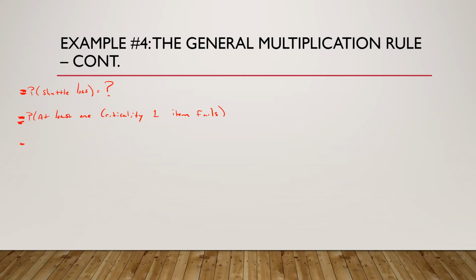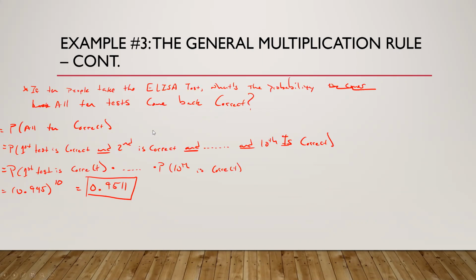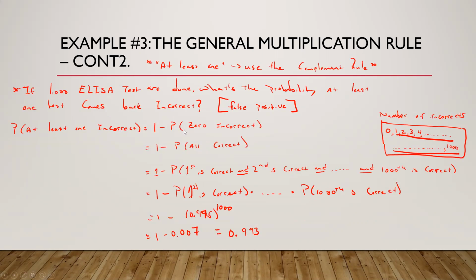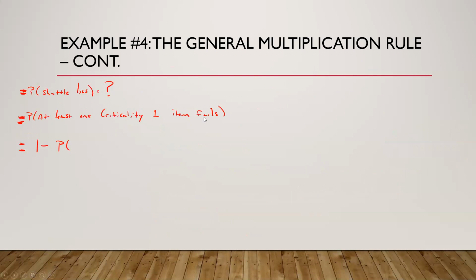Well, what's the key word in there that tells me how to solve this? Or what are the key words from a previous problem? At least 1. So I'm going to need to use what rule here? Complement rule. Yeah. So this is 1 minus the probability of the complement. So what is the complement of at least 1? See where my mouse is? 0. Yeah, 0. So 0 items fail.